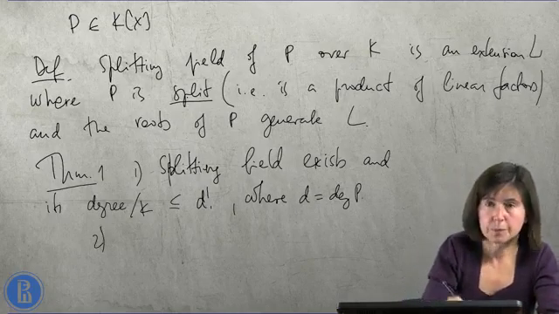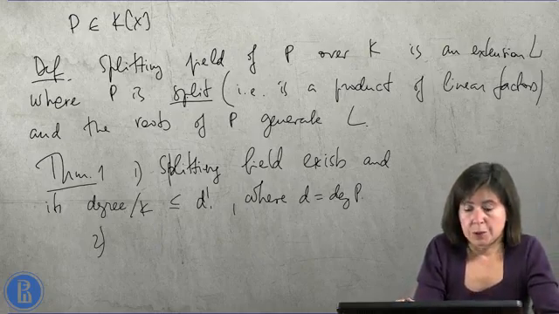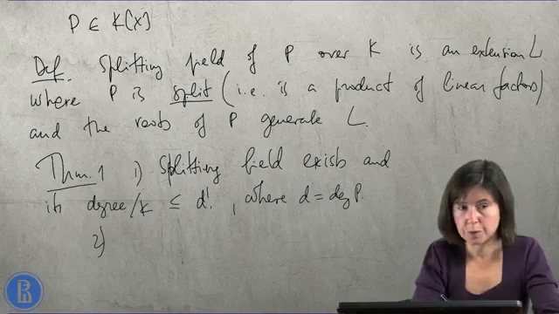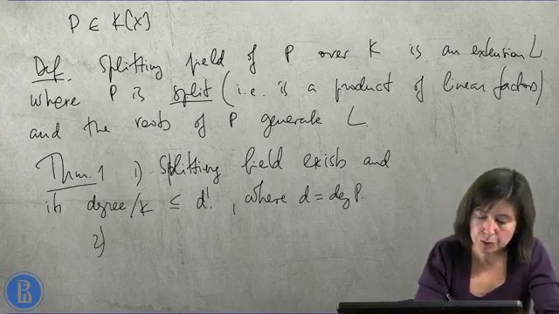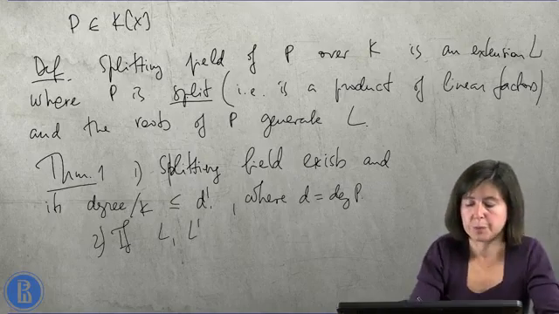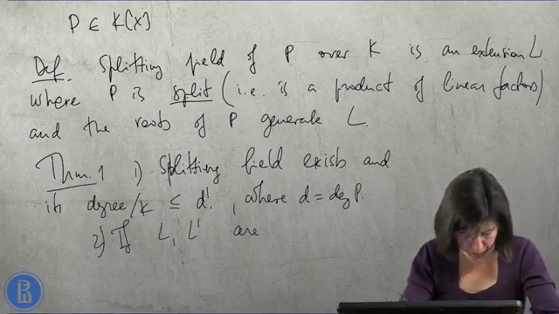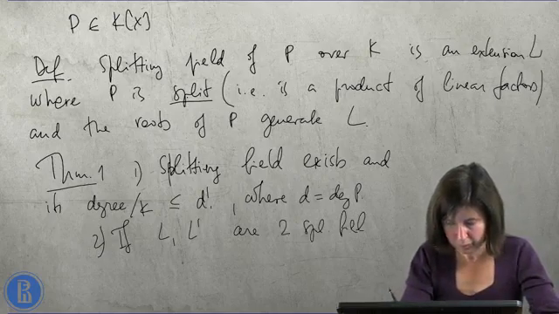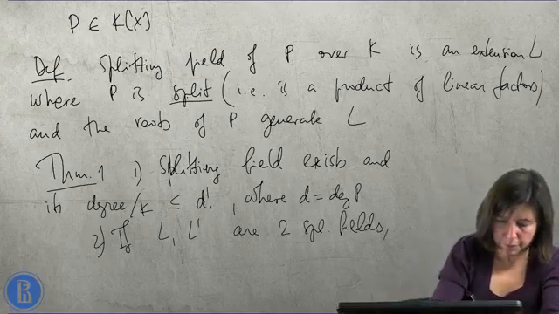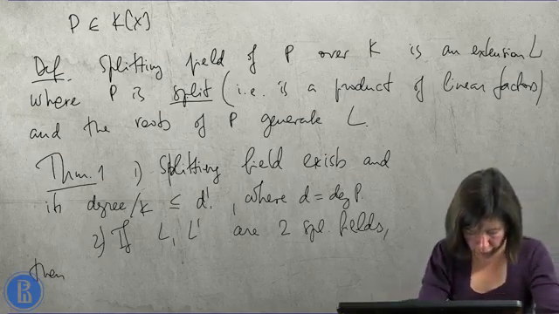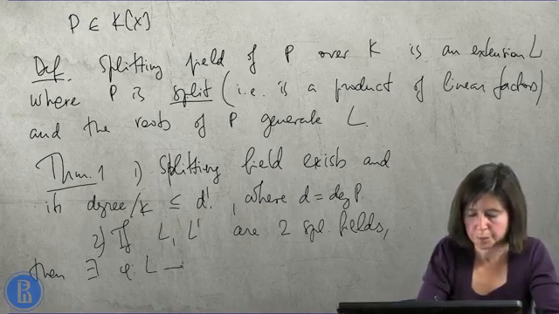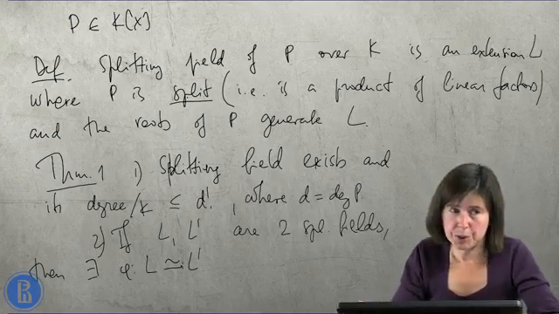Secondly, it is unique up to an isomorphism. If L, L prime are two splitting fields, then they are isomorphic as K algebras, but such an isomorphism will not necessarily be unique.